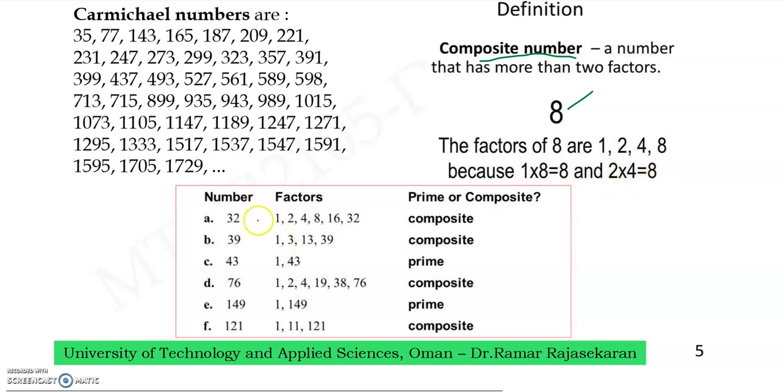Now see a few examples. Take the number 32. You list the factors in the second column: 1, 2, 4, 8, 16, 32 are the factors of 32, so 32 is called a composite number. Now see 43. What are the factors of 43? 1 and 43. So this is called a prime number. These are a few examples for composite and prime. We discussed prime numbers in the first lecture, but here we just need to know exactly what a composite number is. That's why I'm giving these examples.